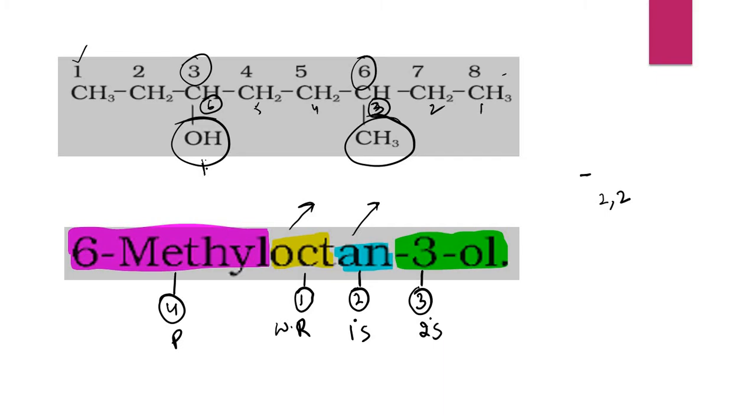So at 3 position we have ol. So 3-ol. And we have one side chain at 6 position. That is methyl. So we'll write 6-methyl, oct, and 3-ol. I hope you're getting it.